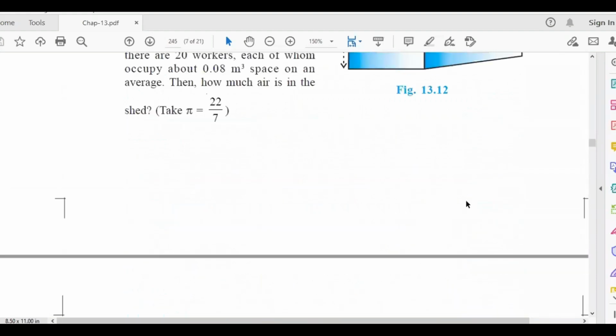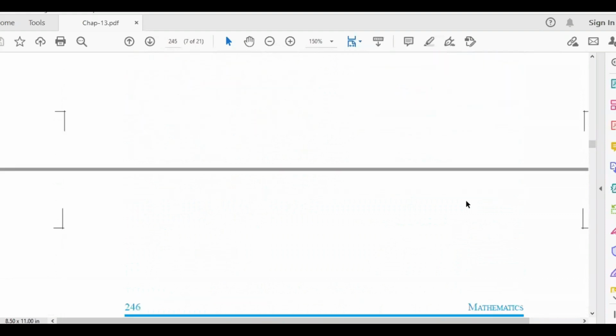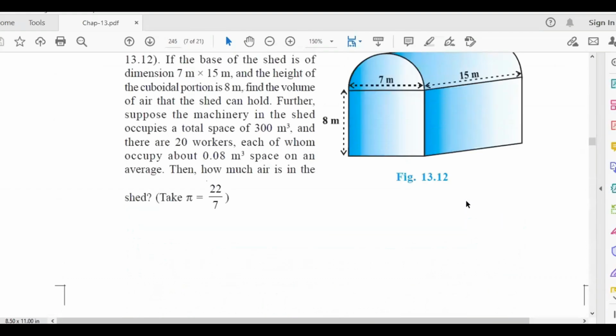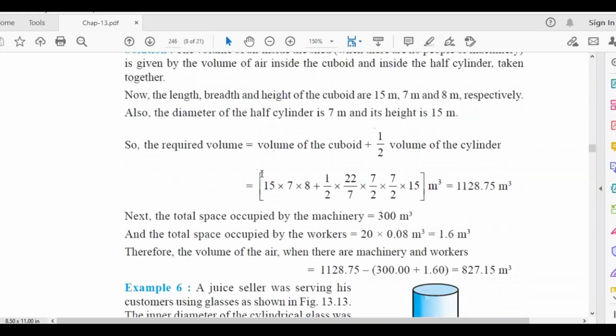But inside there are some objects, some machines. All such things have a total volume of 300 meter cube. And there are 20 workers. Each of them occupies some volume of 0.08 meter cube. So subtracting these two volumes, you will get the remaining volume that the air will contain. For one worker it is 0.08 meter cube on average, so for 20 workers we want to multiply.